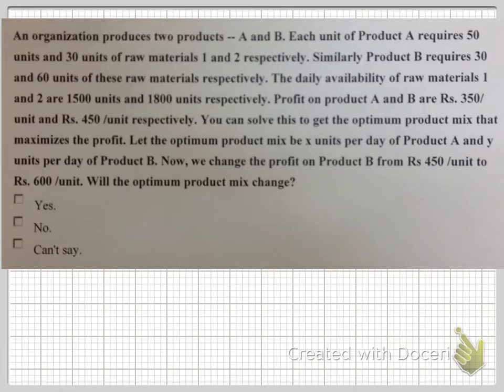This question is related to linear programming. Here the profit on a product is changed and we are interested in seeing whether that change will affect the optimum product mix or not. Read this question carefully.